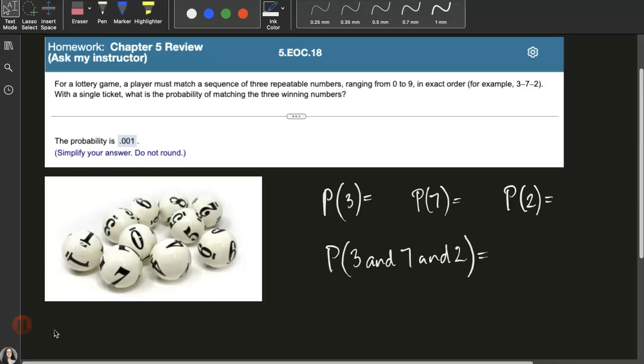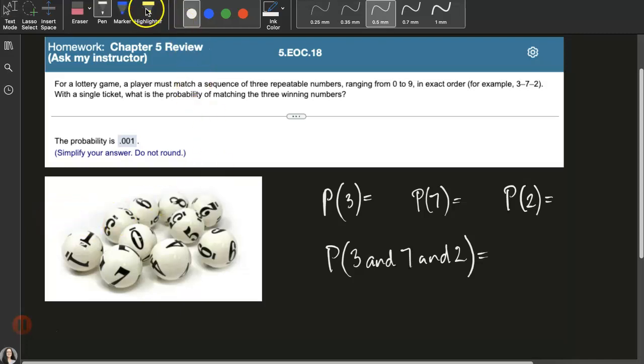For a lottery game, a player must match a sequence of 3 repeatable numbers ranging from 0 to 9 and in an exact order, like, for example, 3, then 7, then 2. So, with a single lottery ticket, what is the probability of matching all 3 winning numbers?